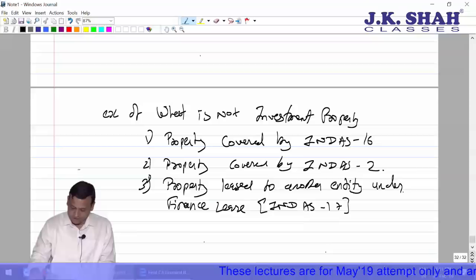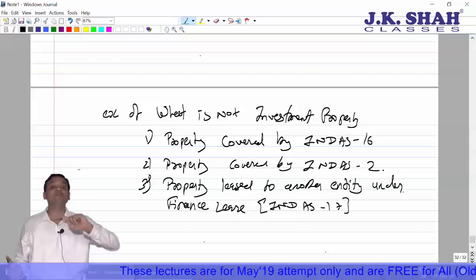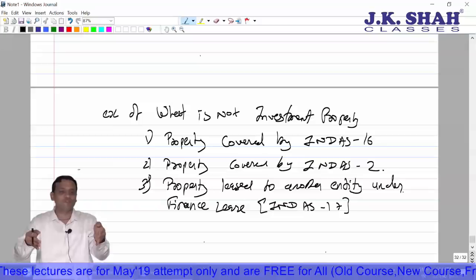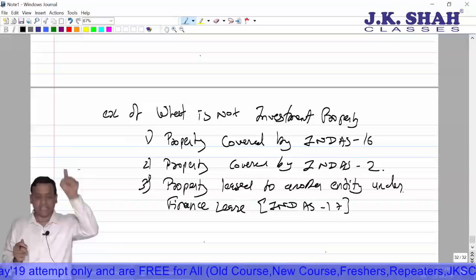Abhi dekho, tum upar dekhega to bolega, sir, aapne bola tha, lease to aata hai. Lessee ke liye, lessor ke liye nahi. The person who gives the asset, that is lessor. The person who gets the asset is lessee. For lessee, it can be an investment property.